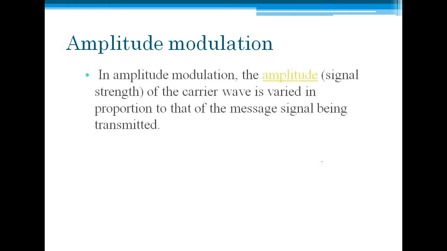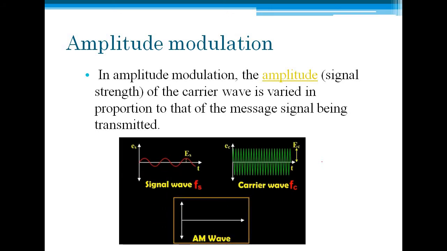So what is amplitude modulation? In amplitude modulation, the amplitude, or signal strength, or voltage of a carrier signal is varied in accordance with, or in proportion to, the message signal being transmitted. This is a representation of an AM wave. If you look at this representation, this is your input signal, that is your modulating signal, this one is a carrier, and here is the modulated wave.